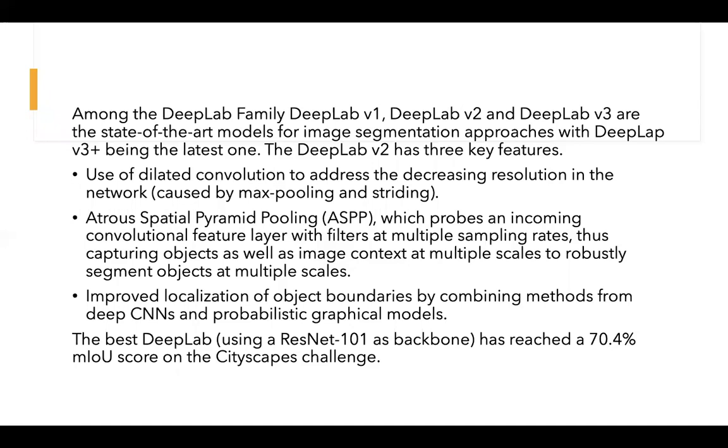atrous spatial pyramid pooling, which probes an incoming convolutional feature layer with filters at multiple sampling rates, and thus captures objects as well as image context at multiple scales to robustly segment objects at multiple scales. Also, it has improved localization of object boundaries by combining methods from deep CNNs and probabilistic graphical models. So they were the best models for image segmentation approaches, and the best DeepLab model, which was using a ResNet 101 as backbone, reached a 70.4 mIoU score on the Cityscapes image segmentation dataset.